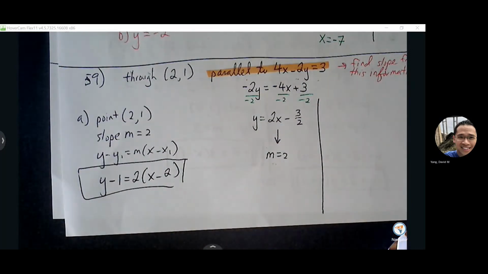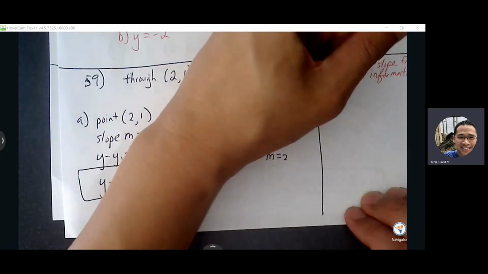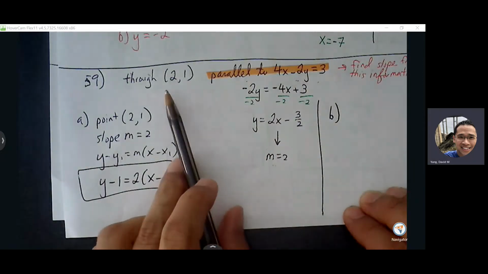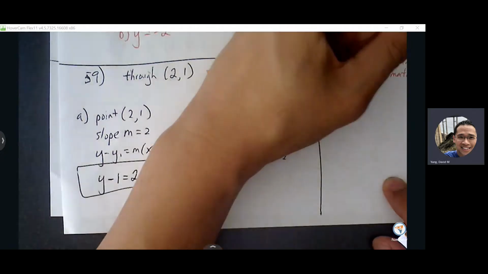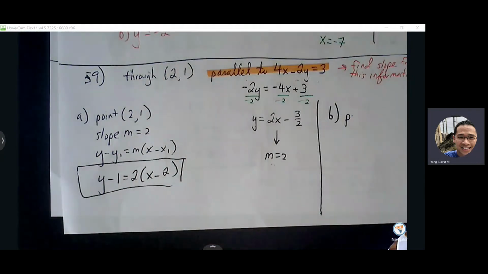Part B is an extension. Part B, I want a line that goes through 2, 1, but is perpendicular. Oh, sorry guys, I went over. At least we got through a lot of the homework. Tomorrow, we'll continue with chapter P.